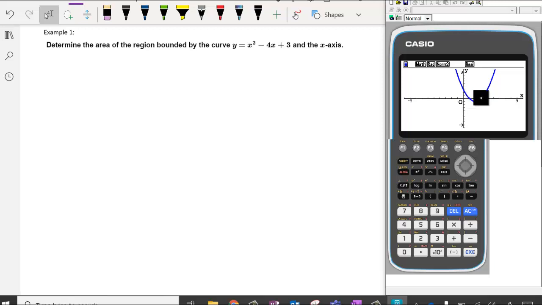So we have to start by looking at the x-intercepts. The x-intercepts will occur at, now we go G-Solve, root. We've got x equals 1 and we have x equals 3.